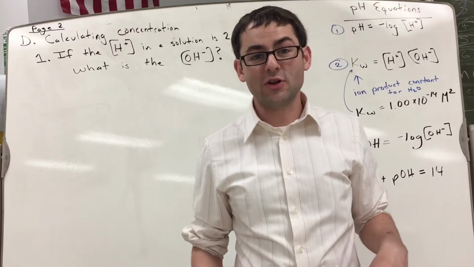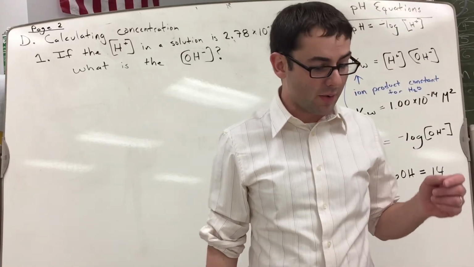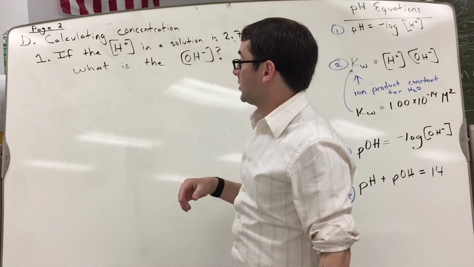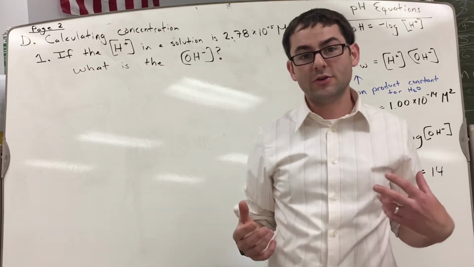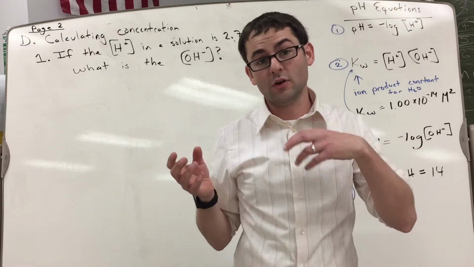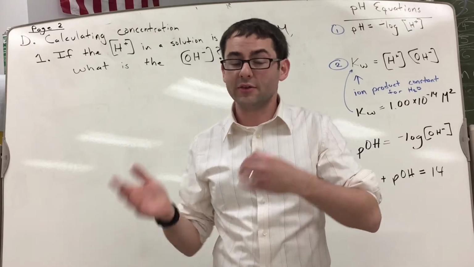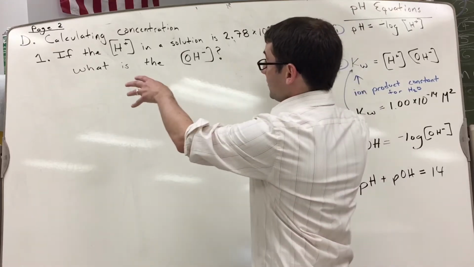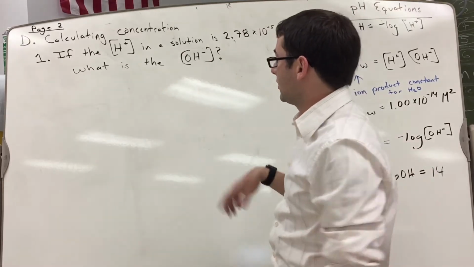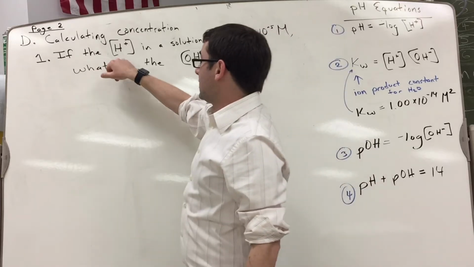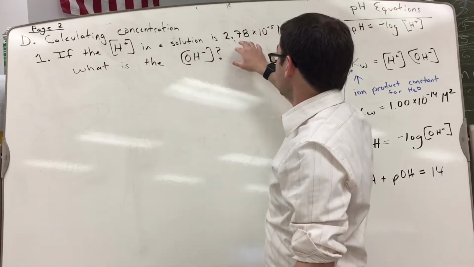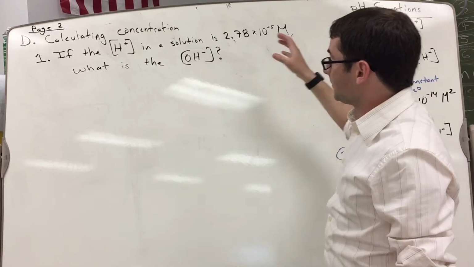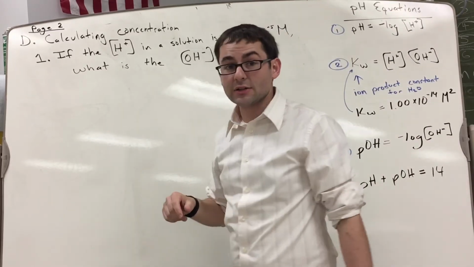This Hermcast goes along with Chapter 15, Page 2, Part D, Calculating Concentration, and I'm going to go over how to figure out, if you're given a concentration of one thing, how to figure out the concentration of something else. So the first thing is, this is the problem in the packet, which you can jot your notes on as you're doing this. If the H plus concentration in the solution is 2.78 times 10 to the negative fifth molar, what is the OH minus concentration?